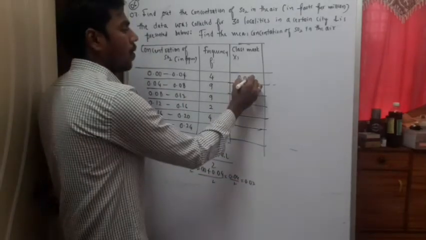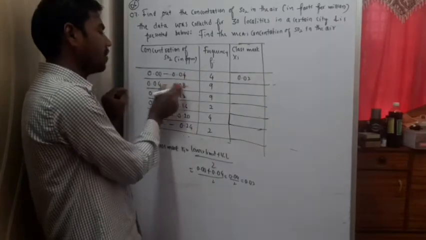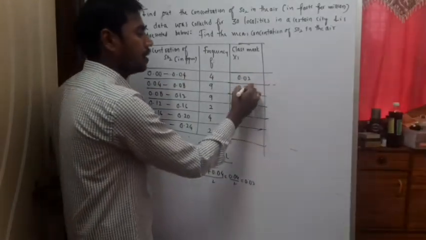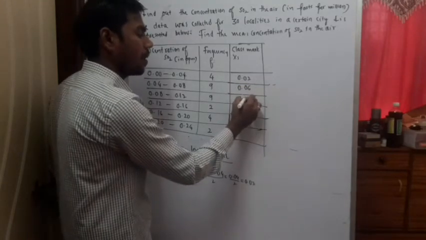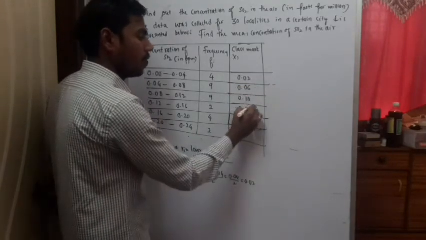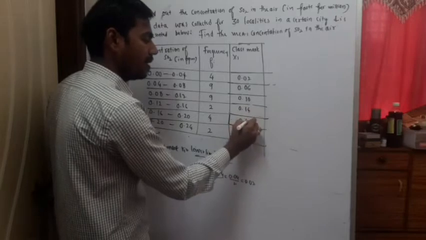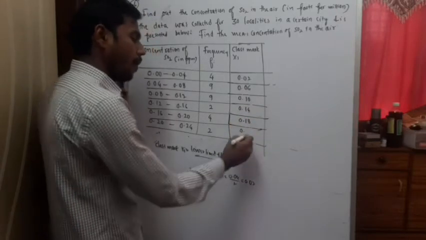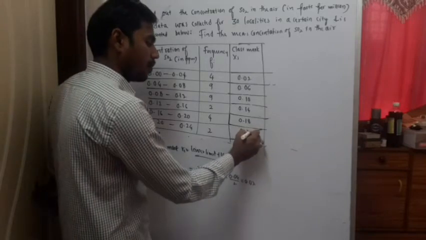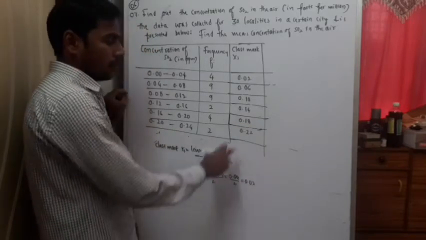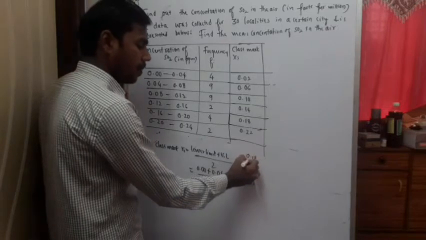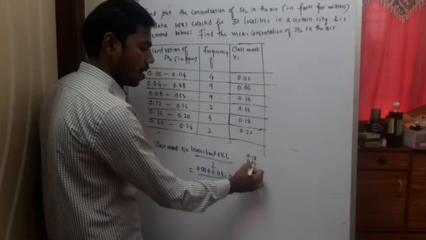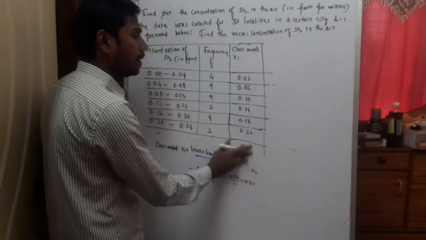So what is the difference? 0.04 difference is there. So to get the next, you need to add 0.04, that is 0.06, 0.10, 0.14, 0.18, 0.22. 0.18 plus 0.04 is nothing but 8 plus 4, 12, 2, that is 0.22, right?